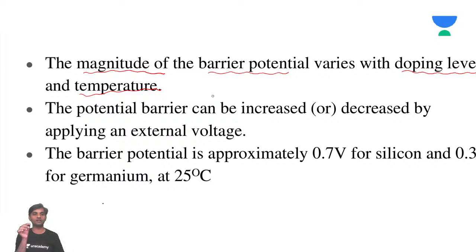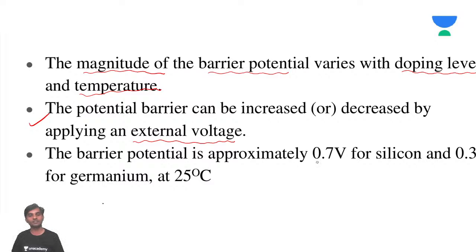But just remember, the magnitude of the barrier potential varies with doping levels, right? How much doping is happening? Based on that, you can define it. The potential barrier can be increased or decreased by applying an external voltage. So this is also an important point.